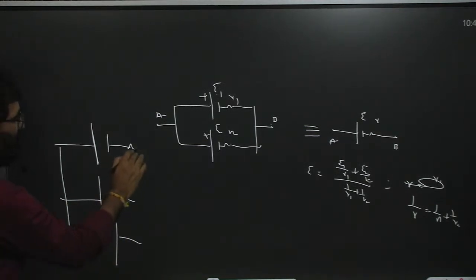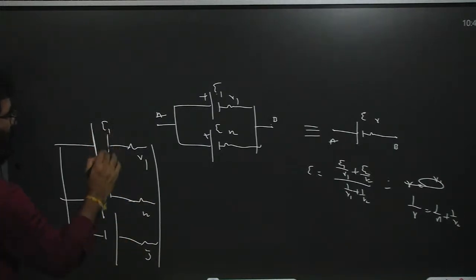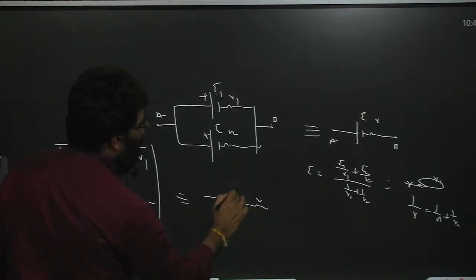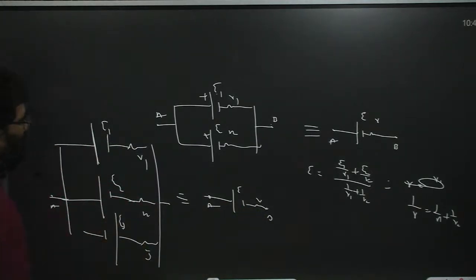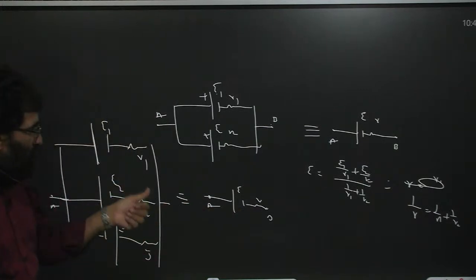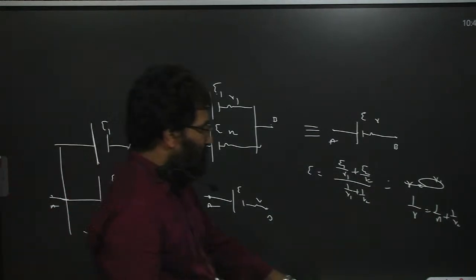Now how to write this one? When we are connected like this, R1, R2, R3, E1, E2, E3. How to calculate the potential difference between A and B in open circuit? E1, E2 are connected with positive polarity, so E1 by R1 plus E2 by R2 minus E3 by R3, divided by 1 by R1 plus 1 by R2 plus 1 by R3. And 1 by R is equal to 1 by R1 plus 1 by R2 plus 1 by R3. Take it like this, okay? The plus and minus signs are important.